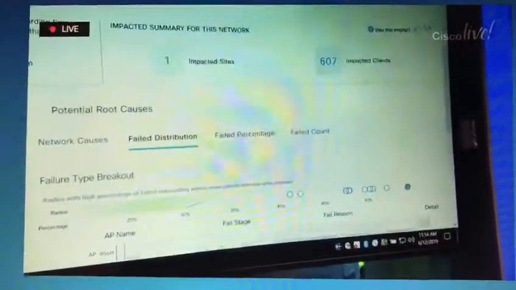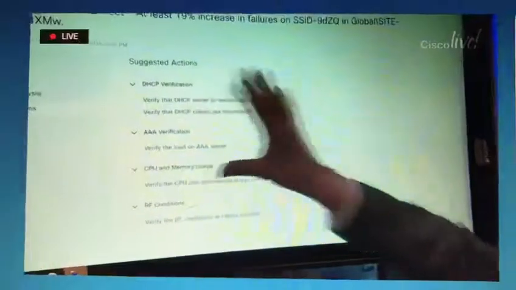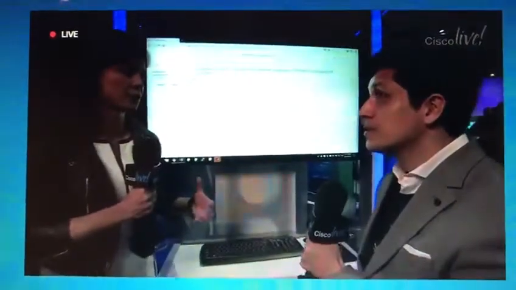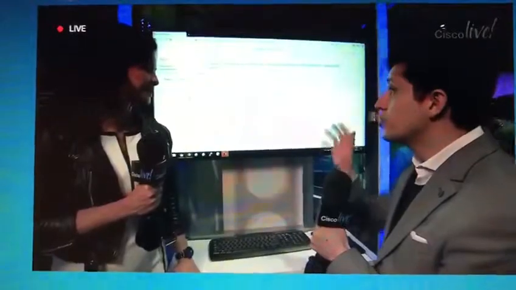Oh, I see this access point is important for me. Where did it fail? Association. Why did it fail? And all the details, so you can really solve your problems much faster than before. And here we tell you the suggested actions on how to do that. I love this. It gives me a chance to be proactive instead of waiting for those calls to start piling in. Exactly. You can know about the problem even before the user is aware of it.